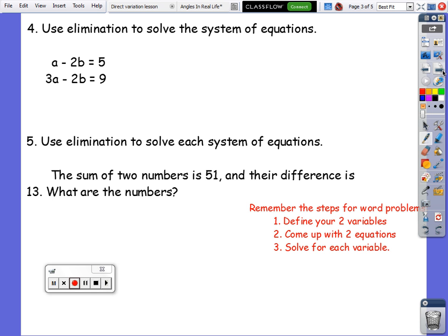And now number 5. This is a story problem. It's very similar to the way we solve the story problems in substitution. The sum of two numbers is 51. Their difference is 13. What are the numbers? So I just need to define my variables. I'm going to use x and y. And then I have 2 equations, and the statements give me my equations.